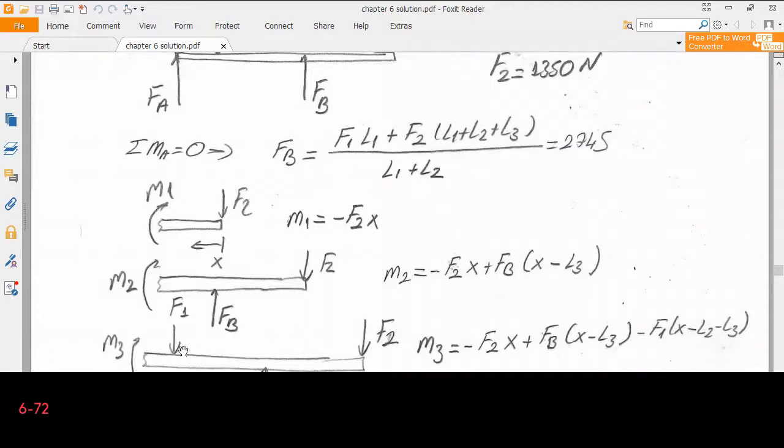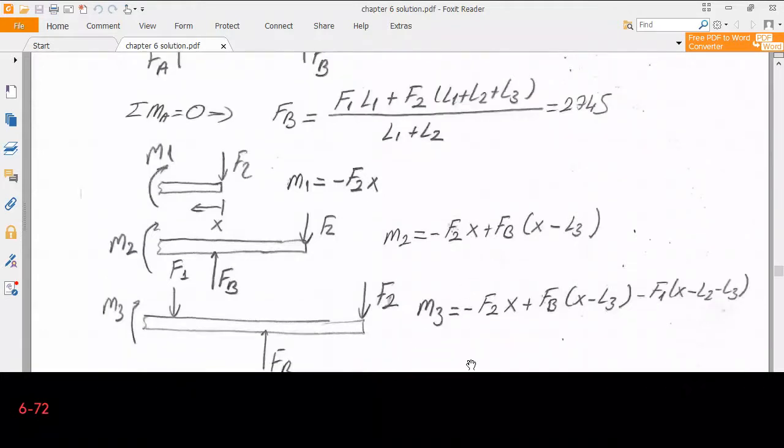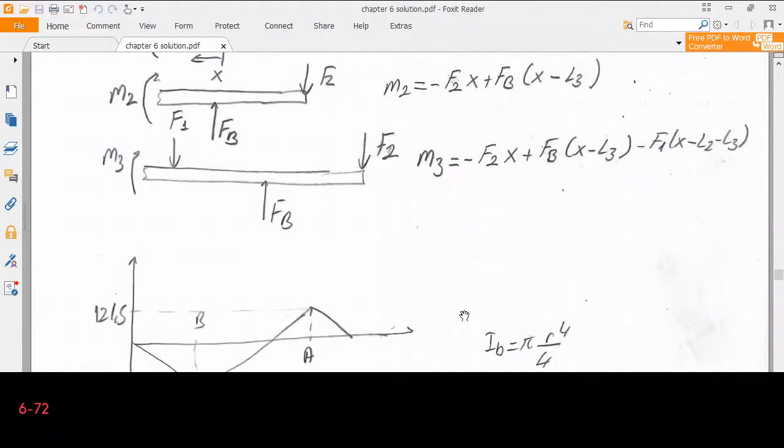So this distance is X minus L2 minus L3. So these are the moments that I have. In fact, if you draw the bending moment distribution through the beam from the free end to the point B, it is minus 506.25. Then it will tend to increase up to point A. Then it will reach the value of 121.5 at A.